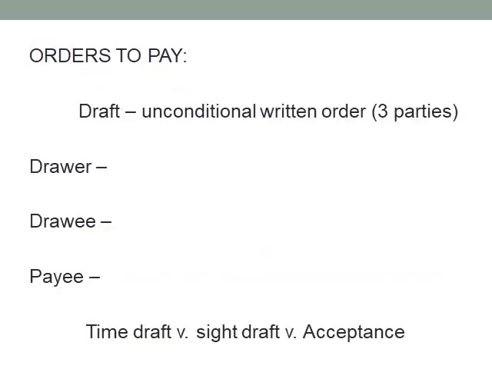So let's break those down. Orders to pay. Draft. What is it? It involves 3 parties. When you see a draft, there are three parties in the instrument. It's also called a bill of exchange. That's what they call it in England. It's a check or a note without interest. We don't need to know that. I know it's in the book, so I just want to draw attention to it. But we're calling it a draft. And it's an unconditional written order that involves 3 parties.